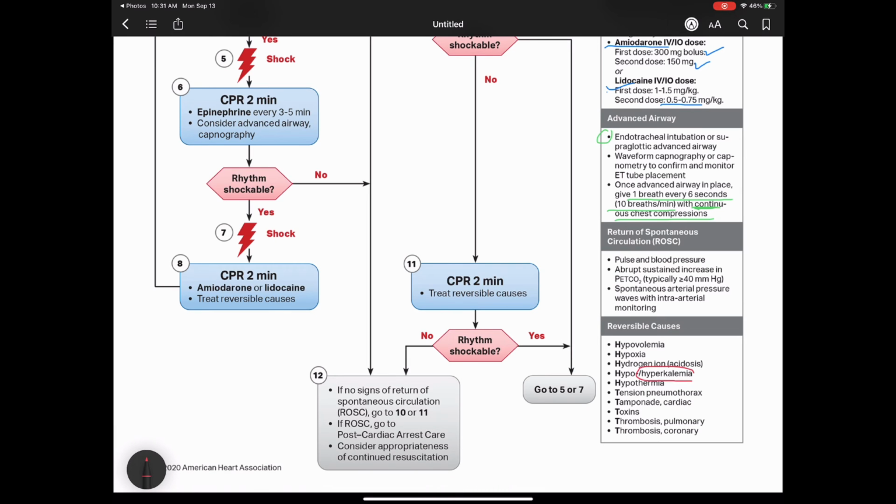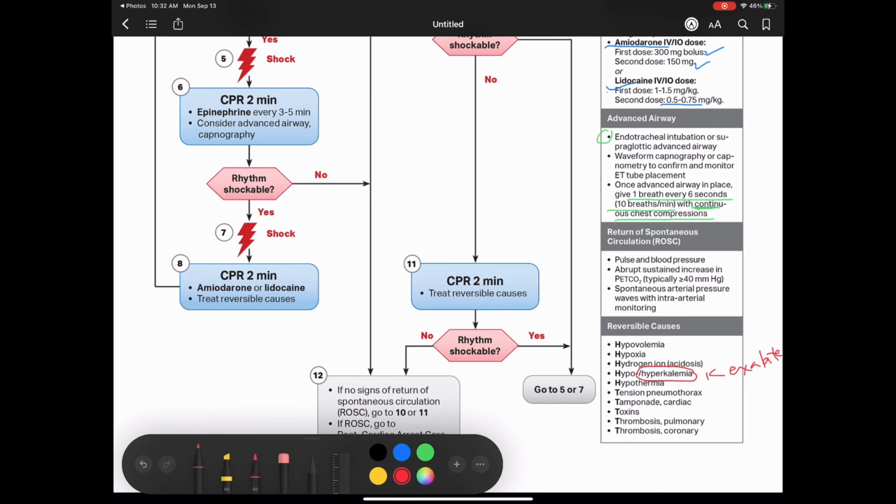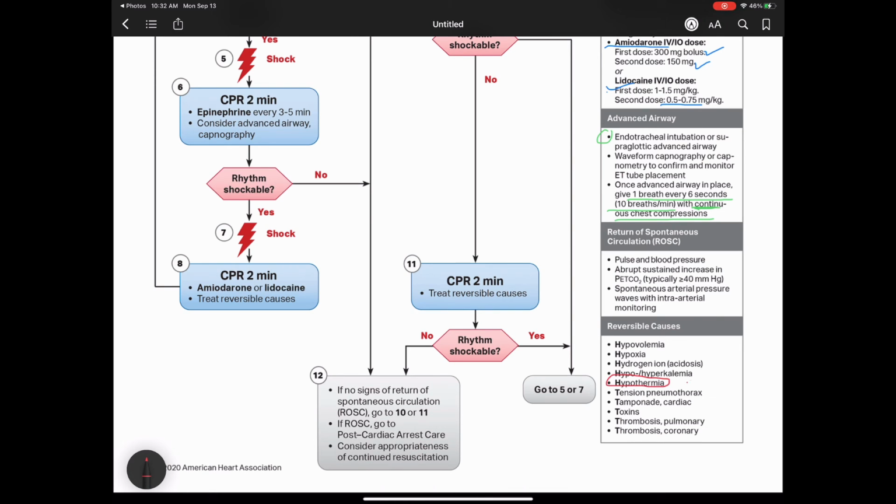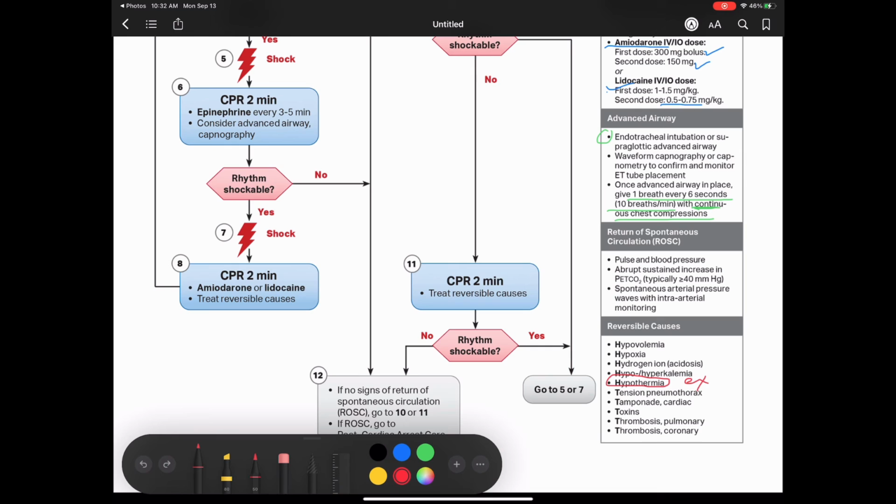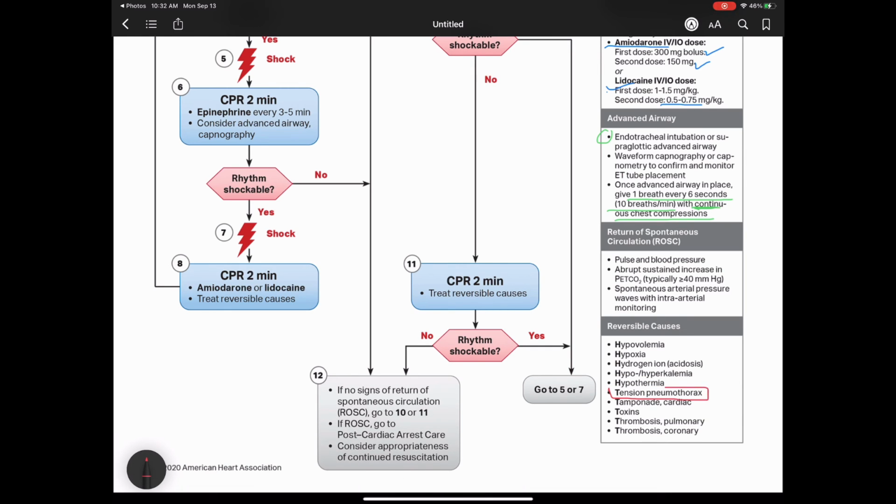How to treat hyperkalemia? Hyperkalemia can be treated by giving potassium oxalate, K-oxalate, which will eliminate potassium from the blood system. And vice versa, if you want to treat hypokalemia, you can give potassium chloride tablets or potassium in IV saline. How to treat hypothermia? By external warming. You have to cover the person and treat hypothermia by external body warming.